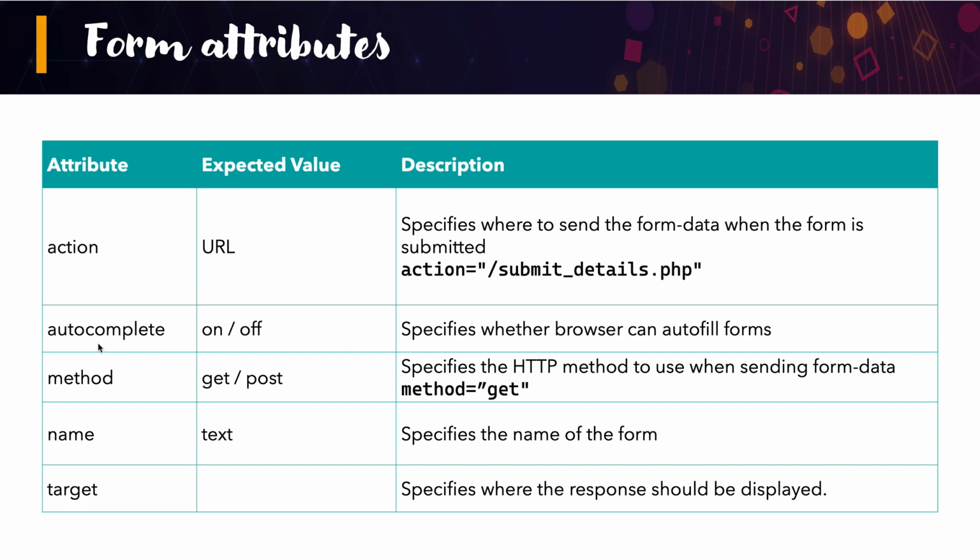Then there is an autocomplete attribute. It can be on or off. It is a hint to the browser whether you want any automatic filling of the forms or not. And then there is a name attribute, which is essentially a set of letters that specifies the name of the form. And then there is a target attribute that indicates where the result should be displayed.